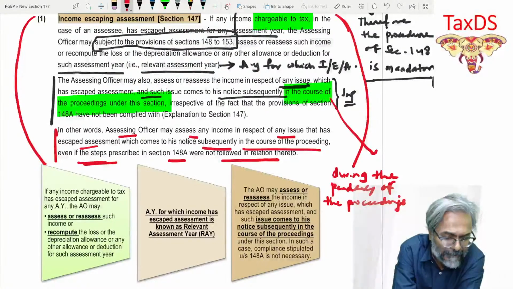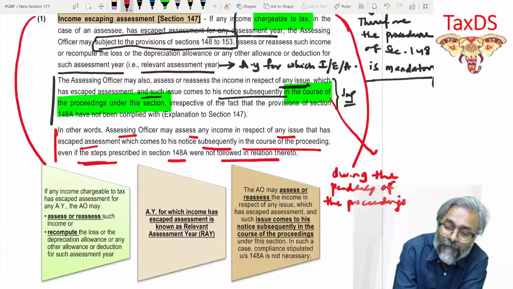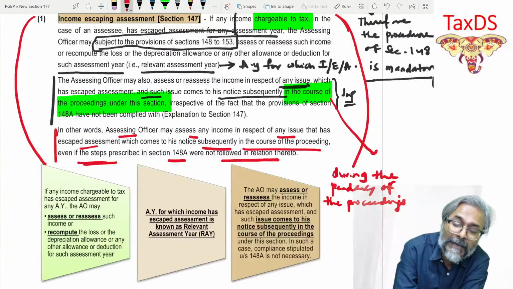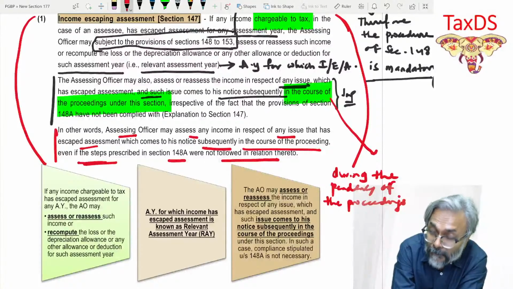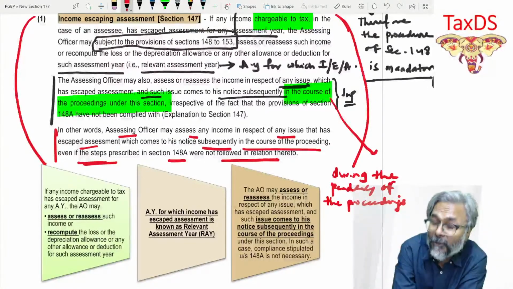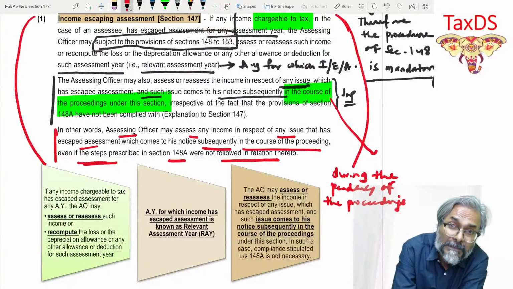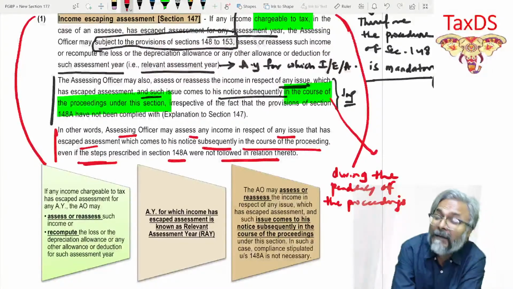That is mandatory. Now, I have followed the procedure of issuing the notice of 148A in respect of capital gains only. During the pendency of the proceedings, while the proceedings was ongoing, at that time I came to know of another income, which is the business income that has also escaped the assessment. Now, for that business income, will I have to again issue a fresh notice? And the answer is no.